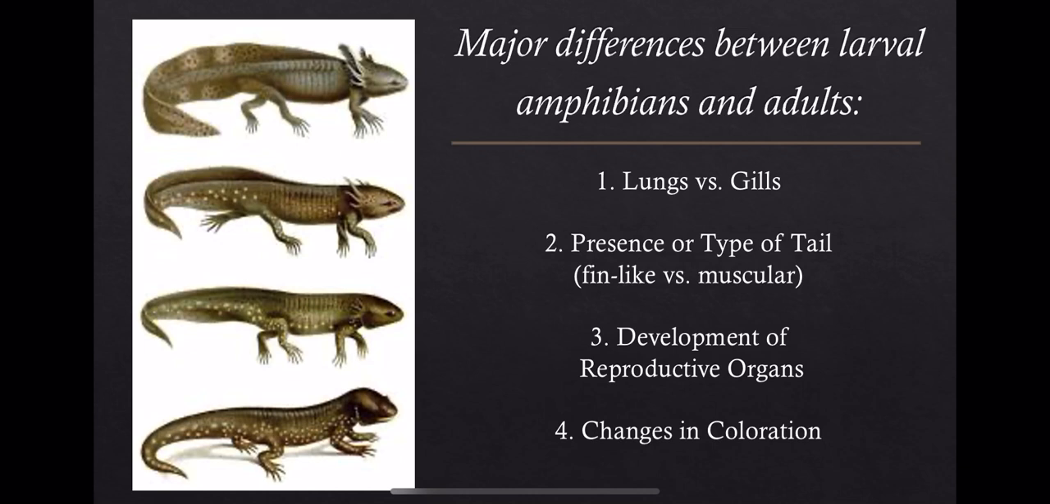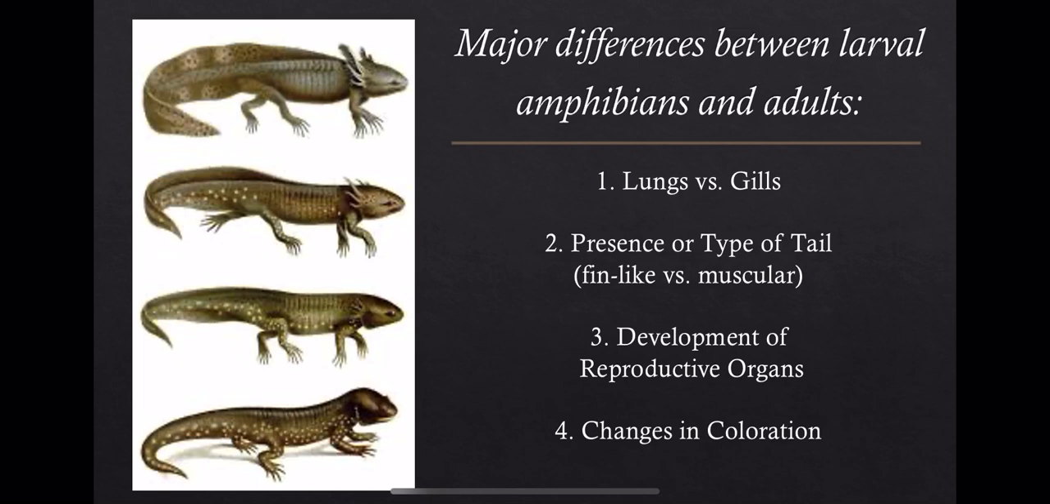Also, the presence and type of tail. So I emphasize type of tail because in things like salamanders, the larval form would have a very fin-like tail versus a typical muscular tail in the adult. In anurans, presence of tail. Is there one versus is there not? Because adults don't have them.